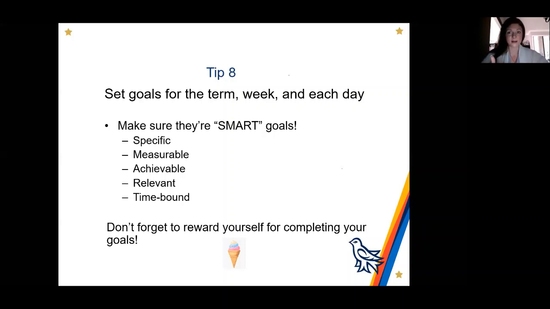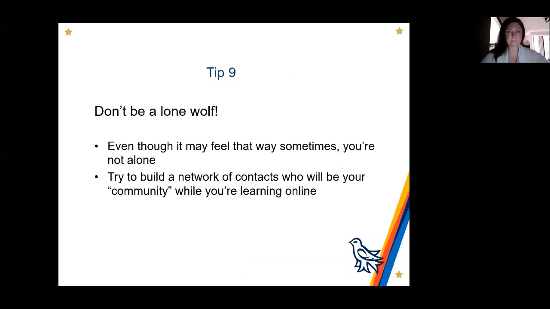So we don't just want to have a goal like, I want a better grade. That's not very specific. It should be measurable so that you can know when you've achieved it. Achievable, so don't set something that's impossible for yourself. It should be relevant, so related to something in your classes, and then it should be time bound. So like by Friday, I am going to do this, something like that. And then don't forget to reward yourself for completing those goals.